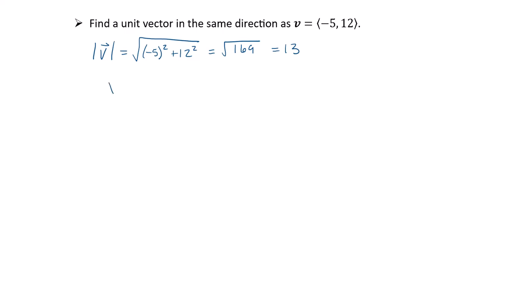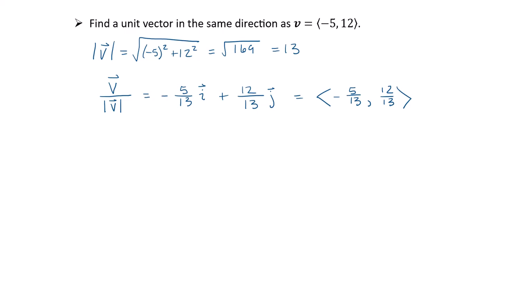Now we take vector v and we divide it by the magnitude of vector v. So I'll have -5/13 vector i plus 12/13 times vector j. This is the same as if we would write ⟨-5/13, 12/13⟩ in our angled parentheses.